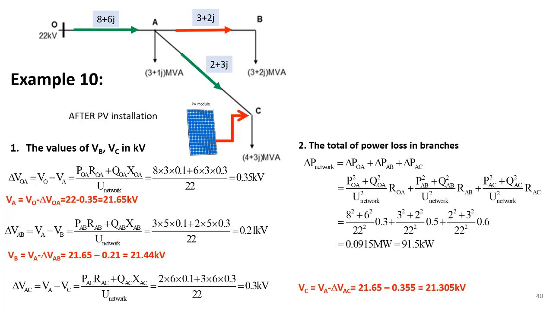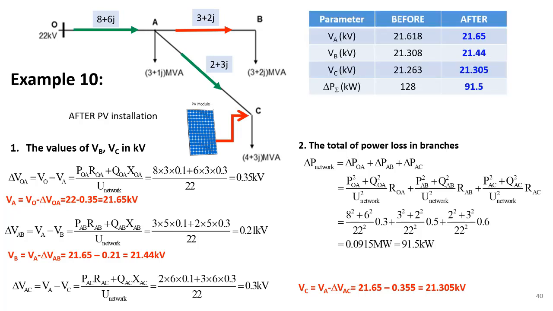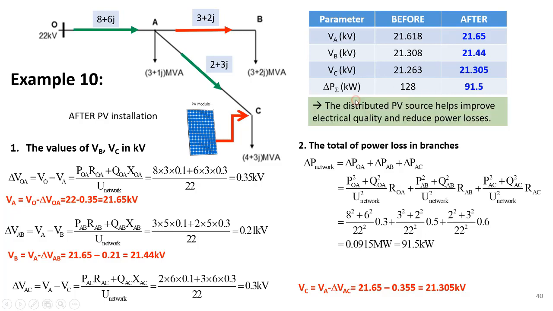And we could make the comparison between the circuit parameters before and after the involvement of the PV systems. It is worth noting that the node voltages are a little higher and the power loss is less after installing the PV system. That means the PV system helps reduce the power flows in the circuit and thus reduces the total loss. In conclusion, the distributed PV source helps improve electrical quality and reduce energy losses, not just reduce the active power delta P.